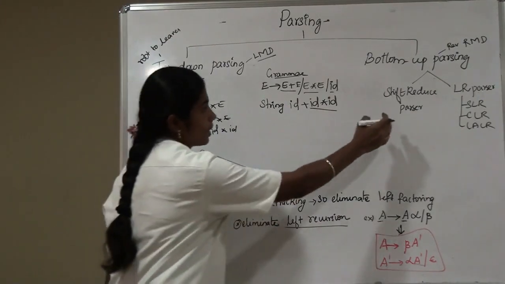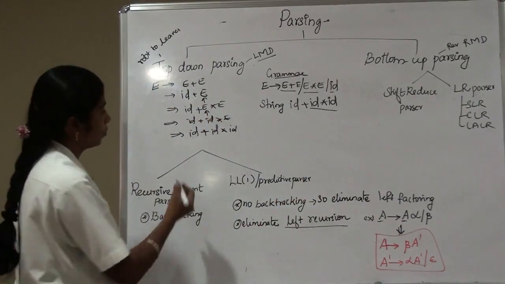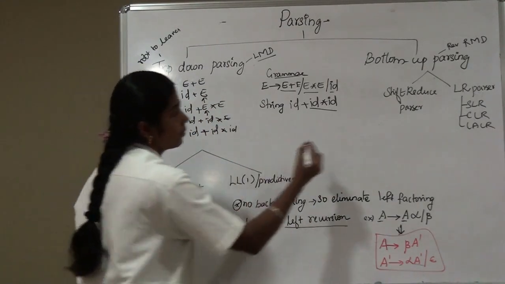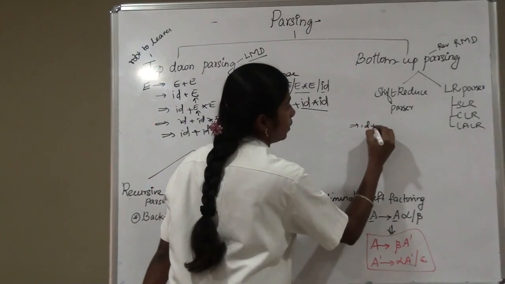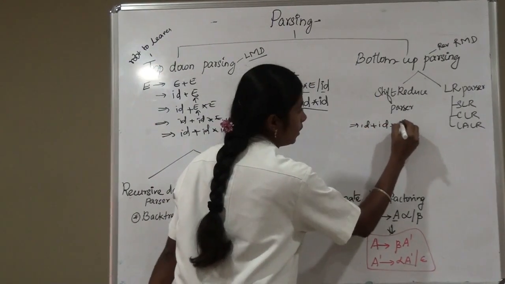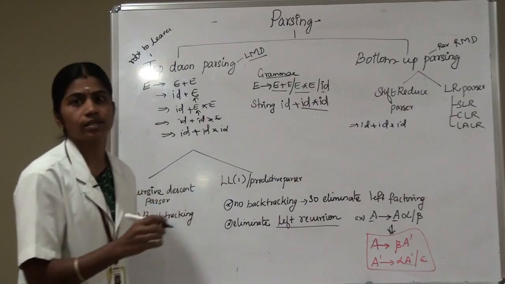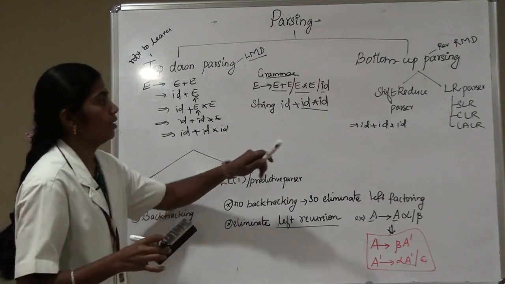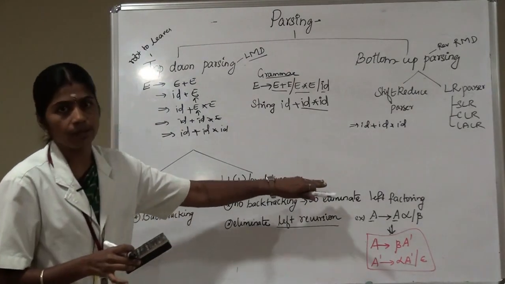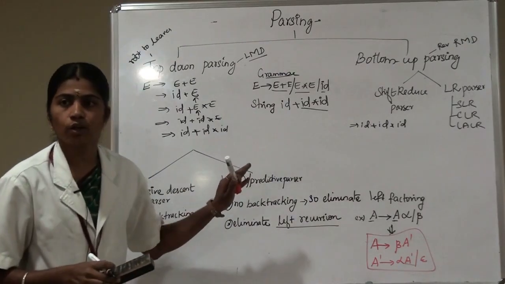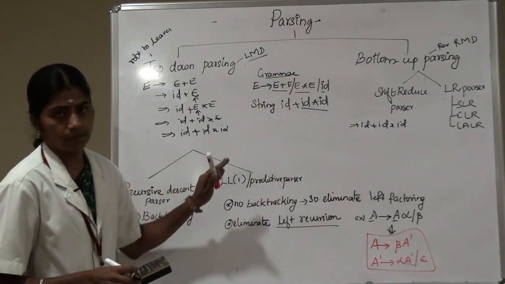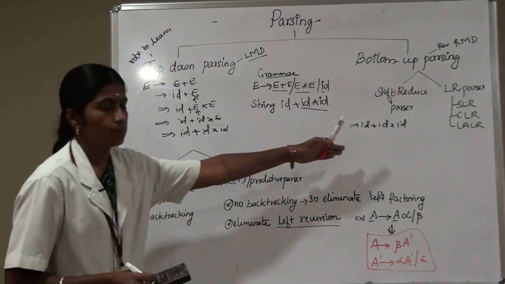In bottom up parsing, the reverse follows: you have your string ID plus ID star ID and try to reduce it to the start symbol. If you cannot reach the start symbol, then the string cannot be parsed by the particular parser, that is, the grammar will not accept this string.